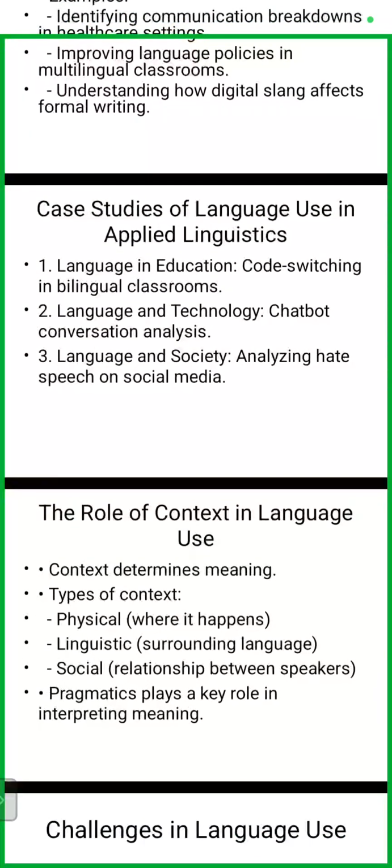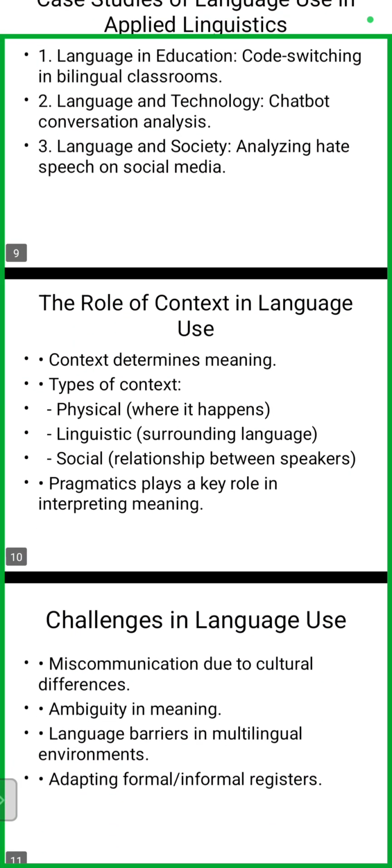Case studies of language use in applied linguistics. Number one is language in education, code switching in bilingual classrooms. Number two is language and technology, chatbot conversation analysis. And the last one is language and society, analyzing hate speech on social media. Oh, hate speech.